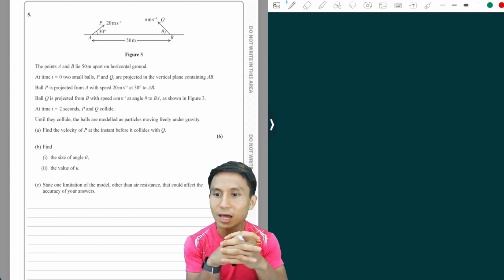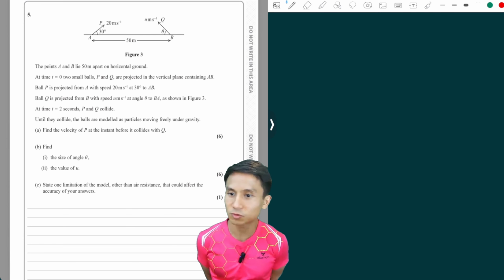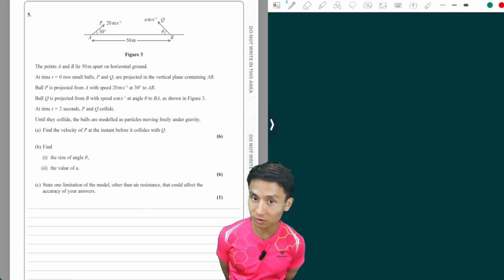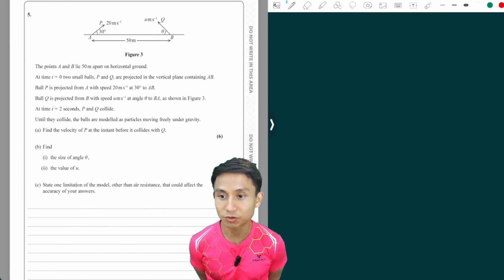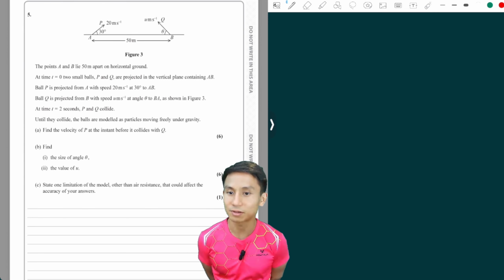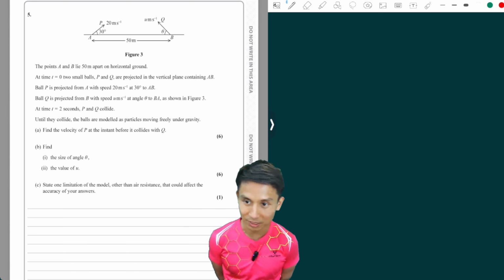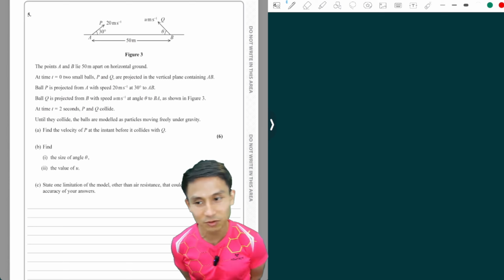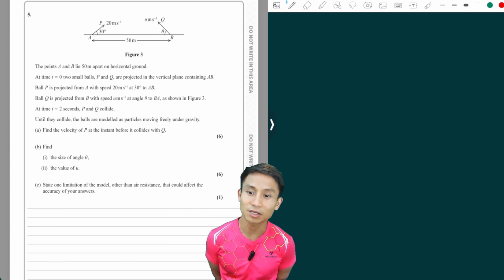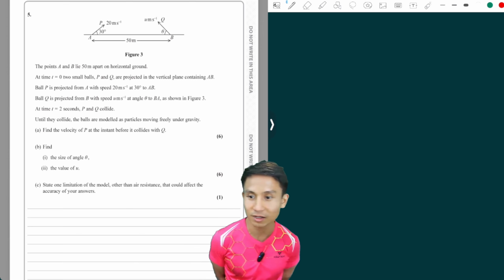Next, question 5. The points A and B lie 50 meters apart on horizontal ground. At time t equals 0, two small balls P and Q are projected in the vertical plane containing AB. Ball P is projected from A with speed 20 at 30 degrees. The highlight here, that's why I handpicked this one, is that they collide in the air. At time t equals 2 seconds, P and Q collide. Until they collide, the balls are modeled as particles moving freely under gravity.